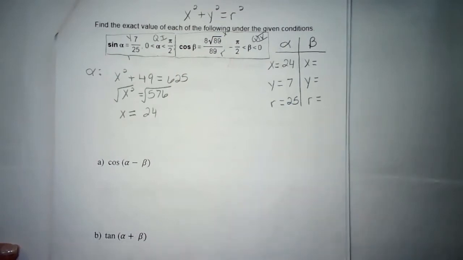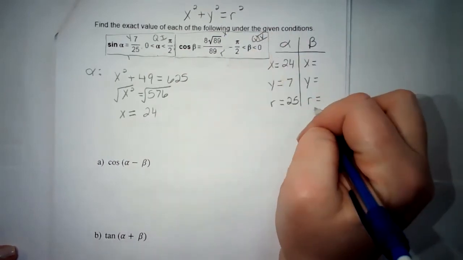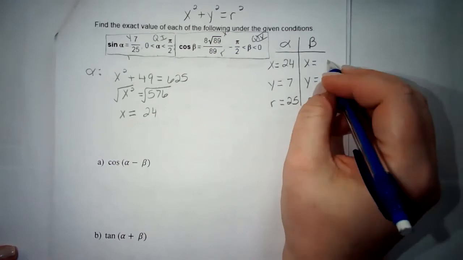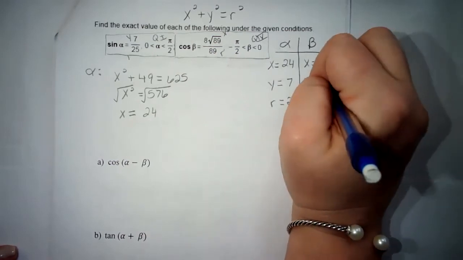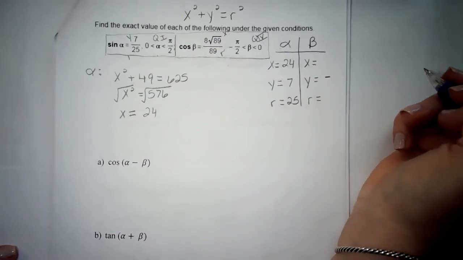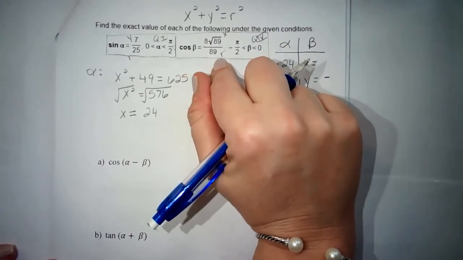Okay, let's do the same thing for beta. Now beta is in quadrant 4, so we need to be careful. R is always positive, but who's negative in quadrant 4, X or Y? Y, right? Y is negative. So go ahead and put that in there so you don't get that confused. Okay, now this one's ugly. All right, we got to get into ugly territory, but here we go.